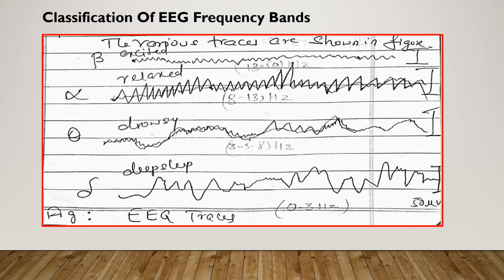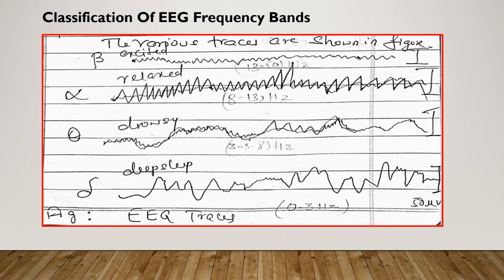Then next we will see the classification of EEG frequency bands. These are the various traces which are shown in the figure: delta, theta, alpha, beta. These are the four kinds of traces present in the EEG frequency bands. The signals have an amplitude of about 50 to 100 microvolts.